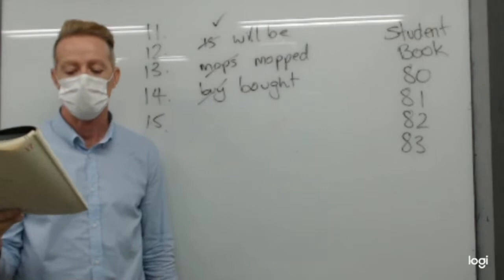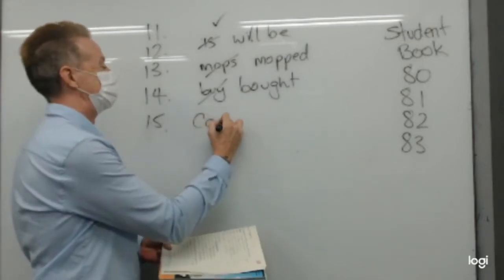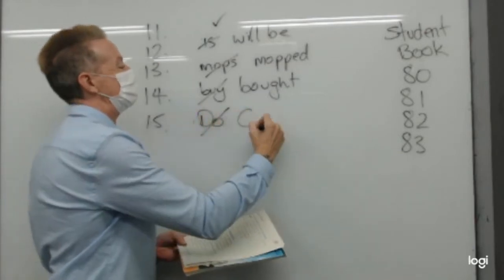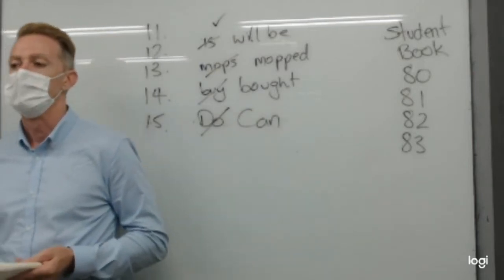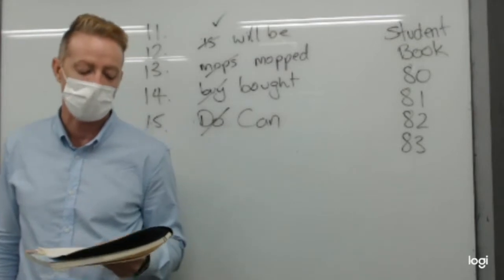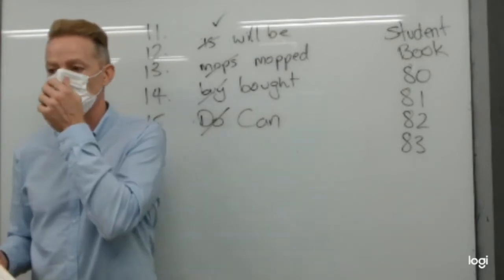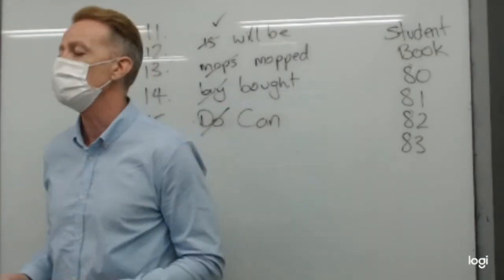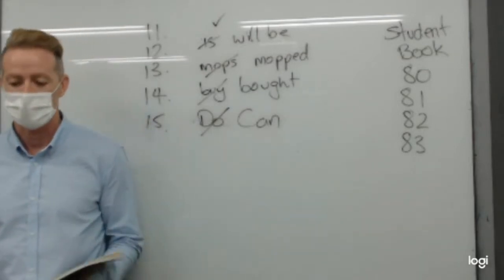Sam, last one, please. What should it be? The question is wrong, Sam. "Can I use your phone?" No. Answer, yes, you can. No, you can't. What if I said, "May I use your phone?" Yes, you may. Okay, no, you may not. Okay, correct.